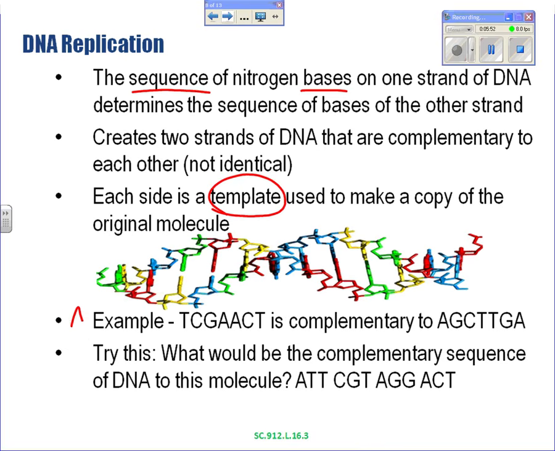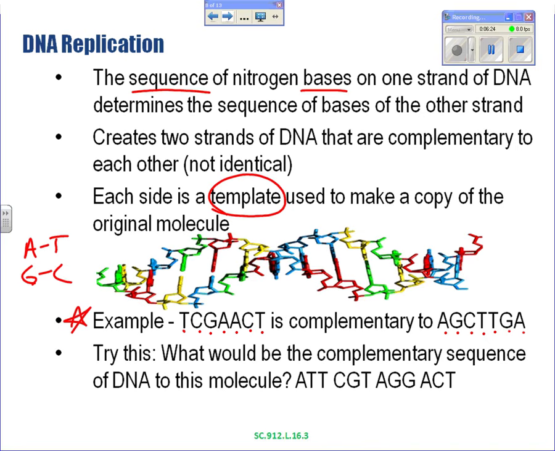So here's our example. So we've got this DNA sequence of TCG, AACT, and the complementary strand would be AGC, TTGA. And I get that by using the base pairing rules. Remember again, A pairs with T and G pairs with C. So looking at this letter T, T would pair with A, C would pair with G, and G would pair with C, and so on and so forth.